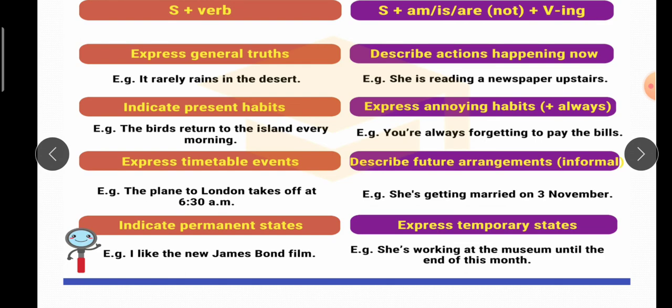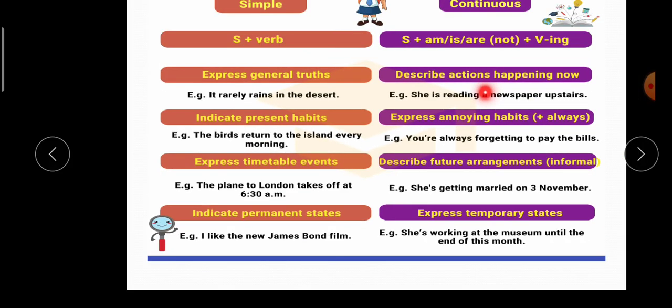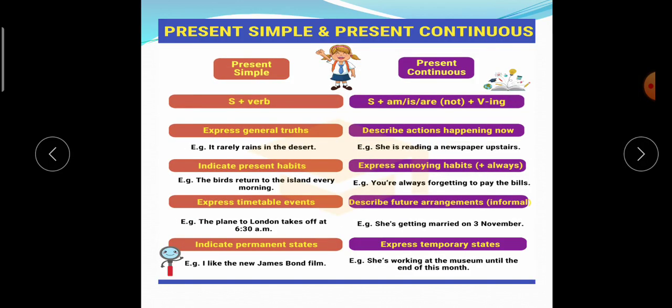Simple present indicates permanent states. I like the new James Bond film. Now your liking will not change. Present continuous expresses a temporary state. She is working at the museum until the end of this month. If there is a situation that is temporary, it can also be expressed in present continuous tense.